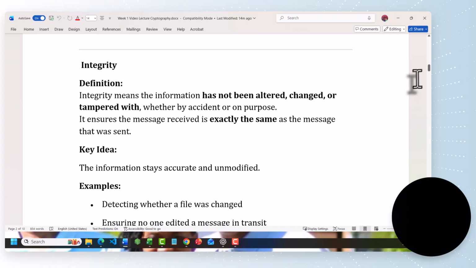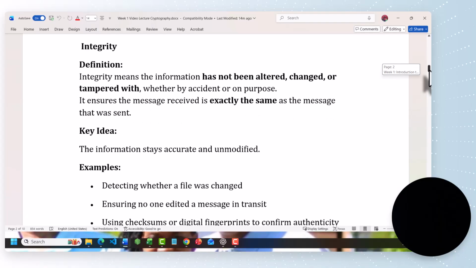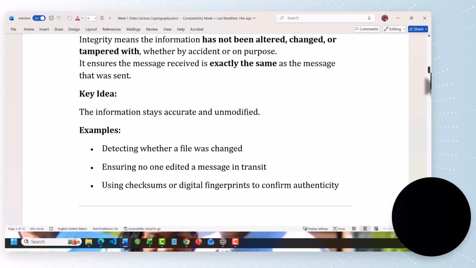Examples: detecting whether a file has been changed, ensuring that no one edited a message in transit, and using numerical items such as checksums and digital fingerprints to confirm the authenticity of the data that you're either receiving or sending.